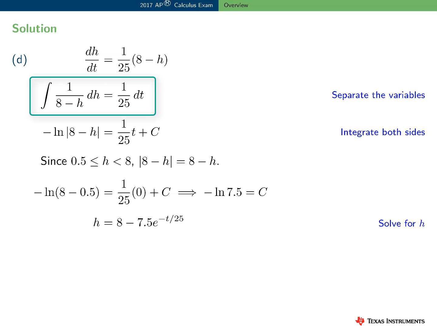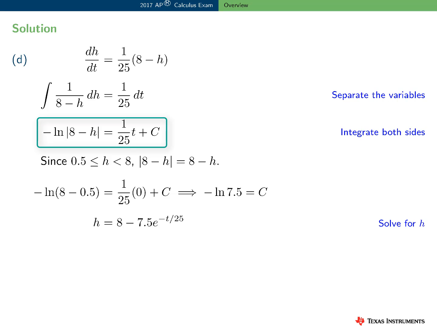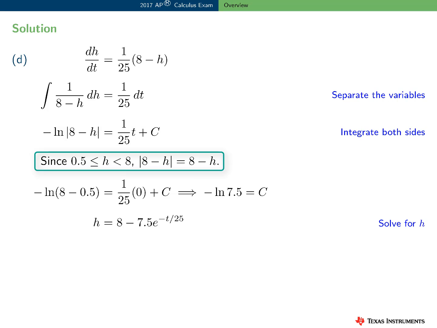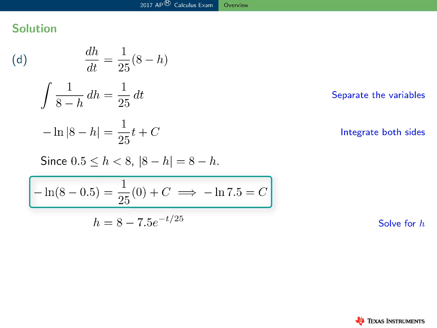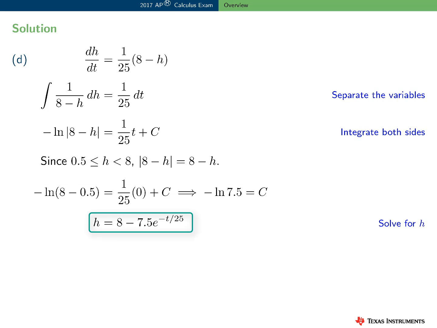Let's find the particular solution to this differential equation. First, separate the variables. Note that there is no function of t here, the independent variable. And I'll keep the constant 1 divided by 25 on the right side. I just think this makes the integration easier. Integrate both sides, resolve the absolute value, use the initial condition, and solve explicitly for h.